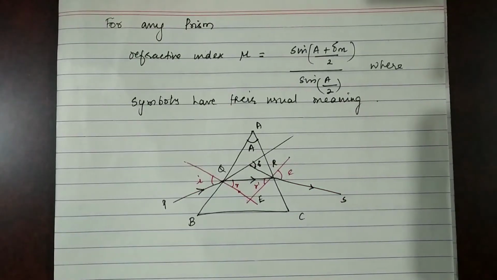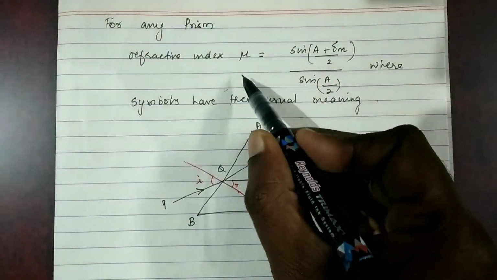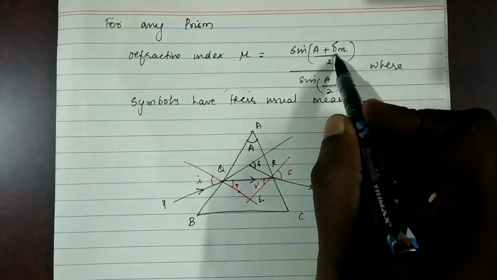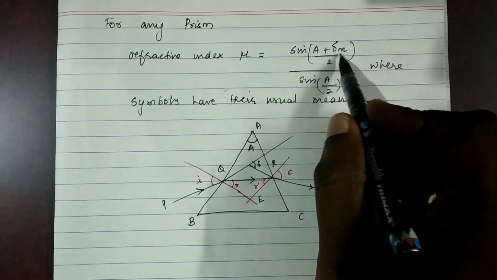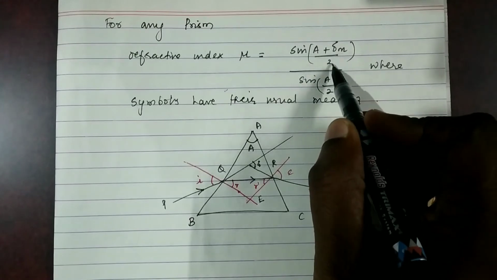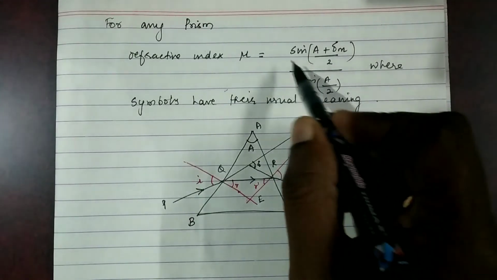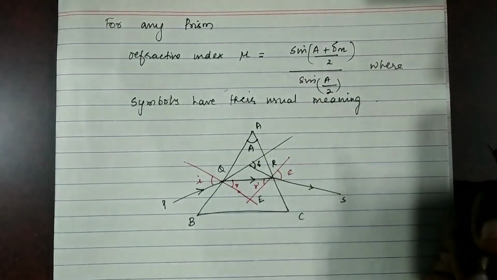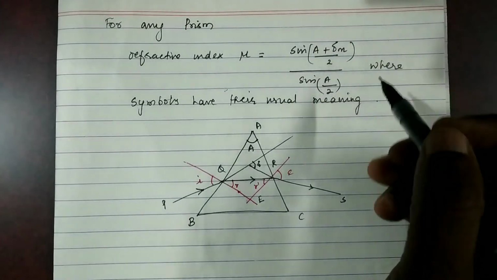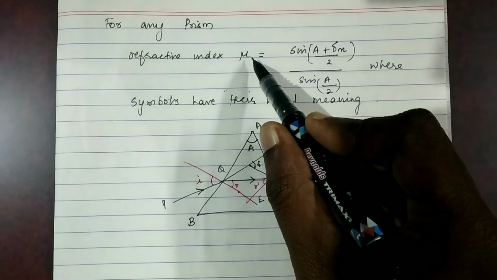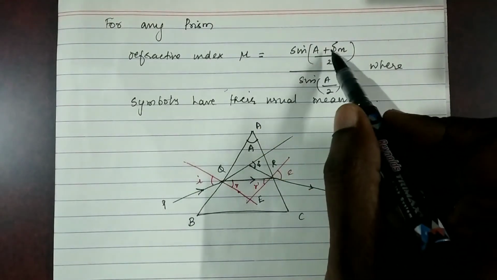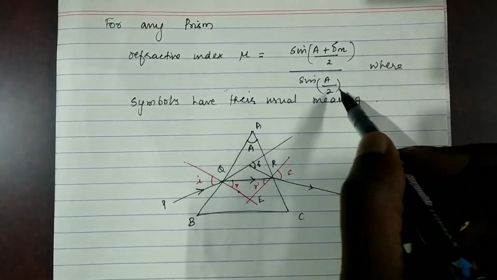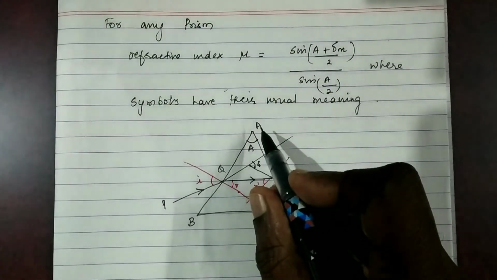For any prism, the refractive index mu, sometimes they write n, is equal to sin of (A plus delta m) by 2, where delta m is the minimum deviation, divided by sin A by 2. We have to prove this formula, where the symbols have their usual meaning. So at the position of minimum deviation, the refractive index mu is equal to sin (A plus D) by 2, D being the minimum deviation, by sin A by 2. So you all know the diagram.